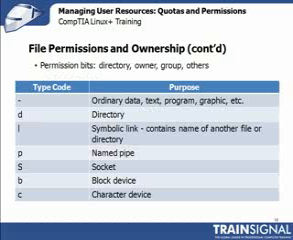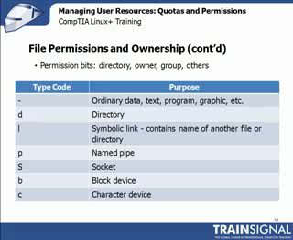This table represents the type codes that we talked about on the previous slide. And that is the leading dash from the previous example. Again, the dash represents ordinary data, text, a program, a graphic, etc. A lowercase d represents a directory. L represents a symbolic link that contains the name of another file or directory. Lowercase p represents a named pipe. Capital S, a socket. Lowercase b, a block device. And lowercase c, a character device.